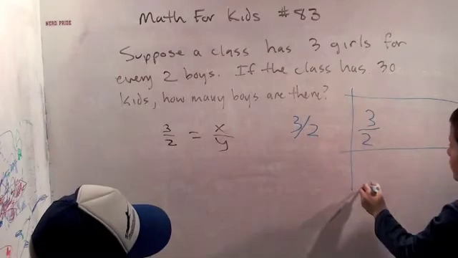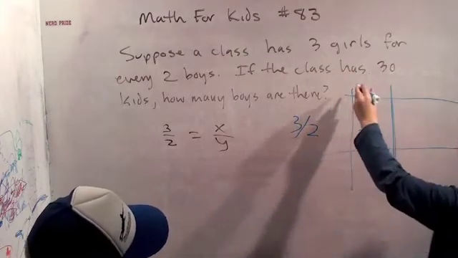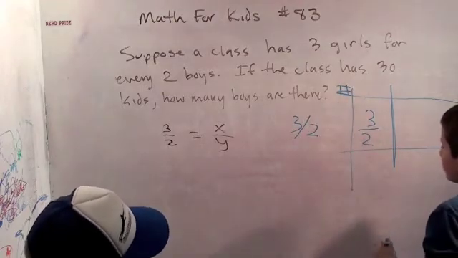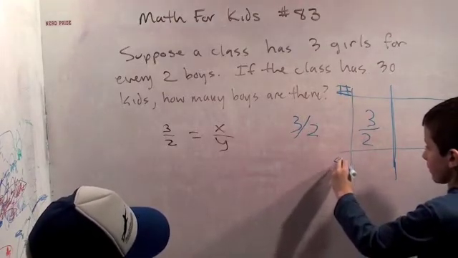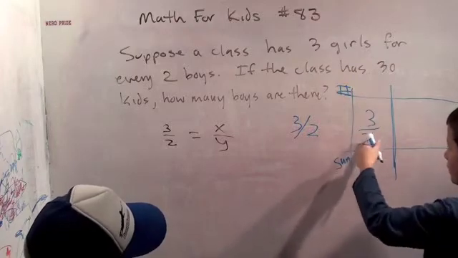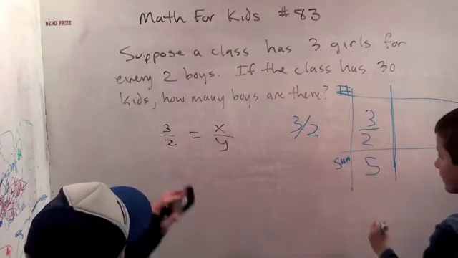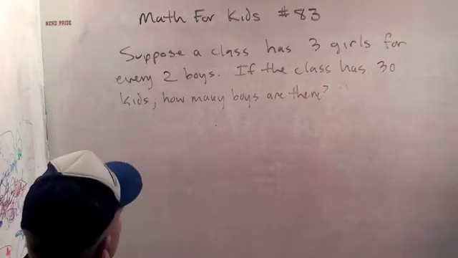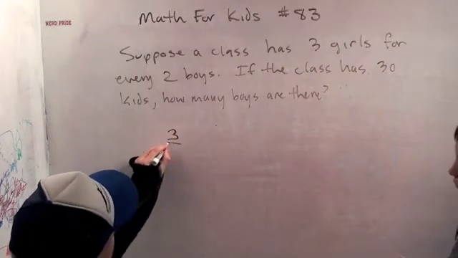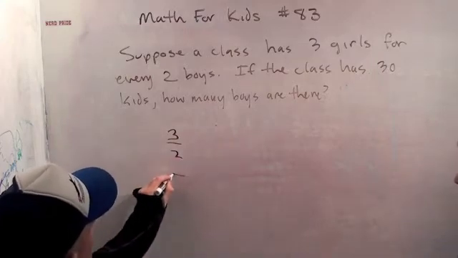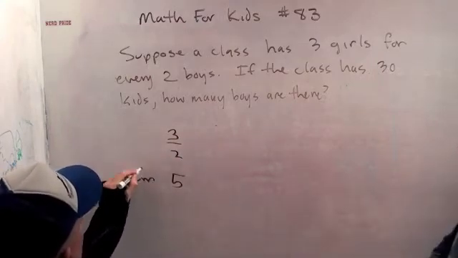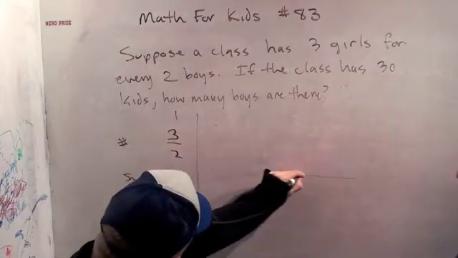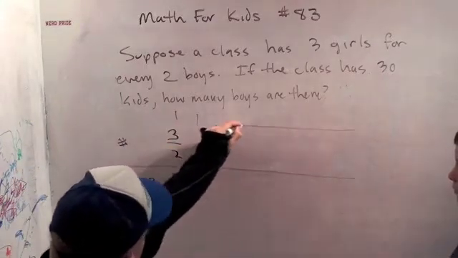I'm going to create a little chart. This is the number. This is the sum. The sum here is 5. Why don't we quickly move your chart over here so we don't run out of room. 3 halves, the sum is 5. Okay, and this is one example. What would be another example?